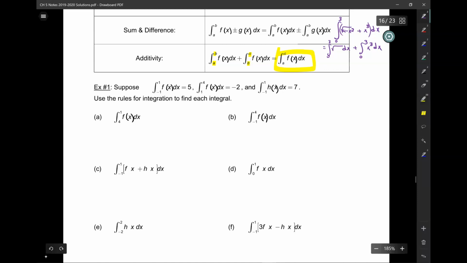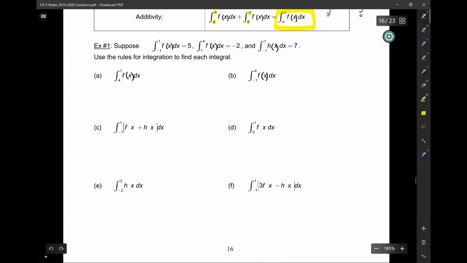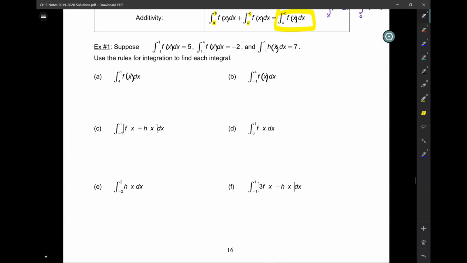Okay, so take a look at what we're given here. For some function f, we are given that the integral, or area, from -1 to 1 is 5, from 1 to 4 is negative 2. And then from negative 1 to 1 of some other function, h of x, is 7. We're going to use that to figure this stuff out. Okay? I love these. These are like little puzzles.